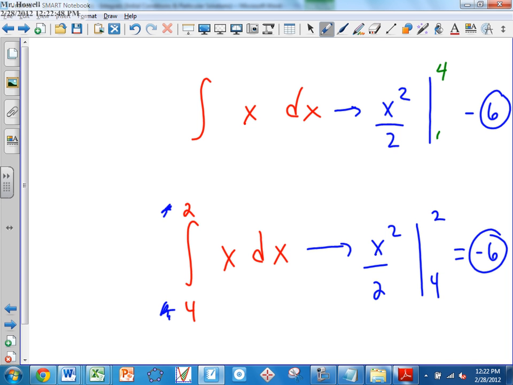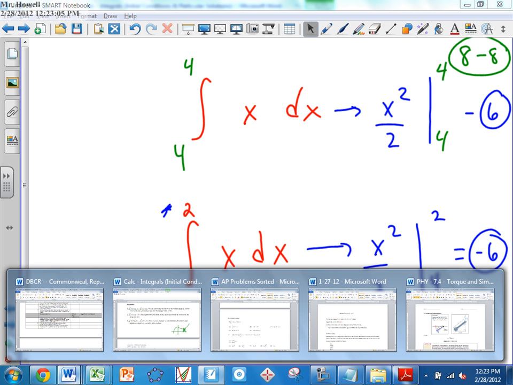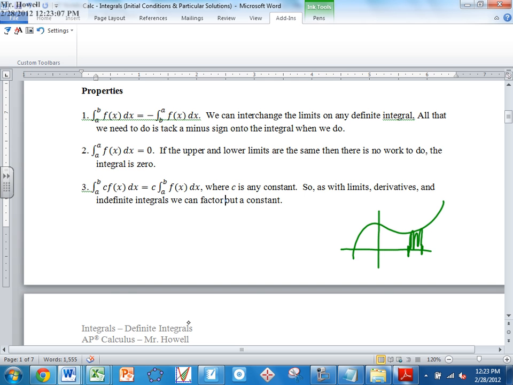You see that, Kenny? Okay. Go from 4 to 4. 4 squared is 16. 16 divided by 2 is 8. Okay, that's the first part. I plug it in again. I'm going to get 8 minus 8. When I get 8 minus 8, it's just 0. So your rule here is that if your upper and lower limit are the same, the integral turns out to be 0. What's rule 3?